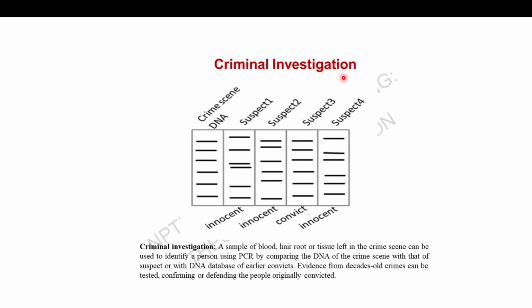Okay. There can be criminal investigations as well, especially from hair samples. A sample of blood, hair root, or tissue left at the crime scene can be used to identify a person using PCR, by comparing the DNA of the crime scene with that of the suspect or with a DNA database of earlier convicts. See, this is the crime scene DNA profile, and these possible suspects have these DNA profiles. This one doesn't match, but the third suspect's DNA profile matches well with the DNA obtained from the crime scene.